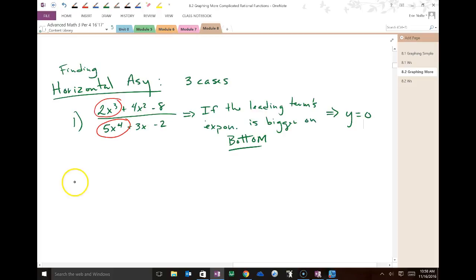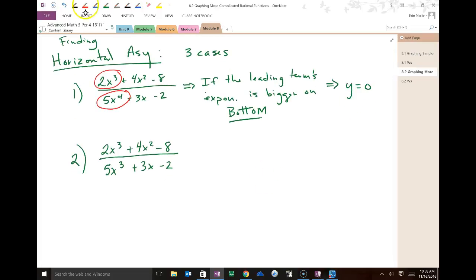Case number two. Let's say this time we have 2x to the third plus 4x squared minus 8 over 5x to the third plus 3x minus 2. So again, we're still looking at the exact same things. We're only looking at the first term on the top and comparing it to the first term on the bottom. What do you notice this time? They're the same.